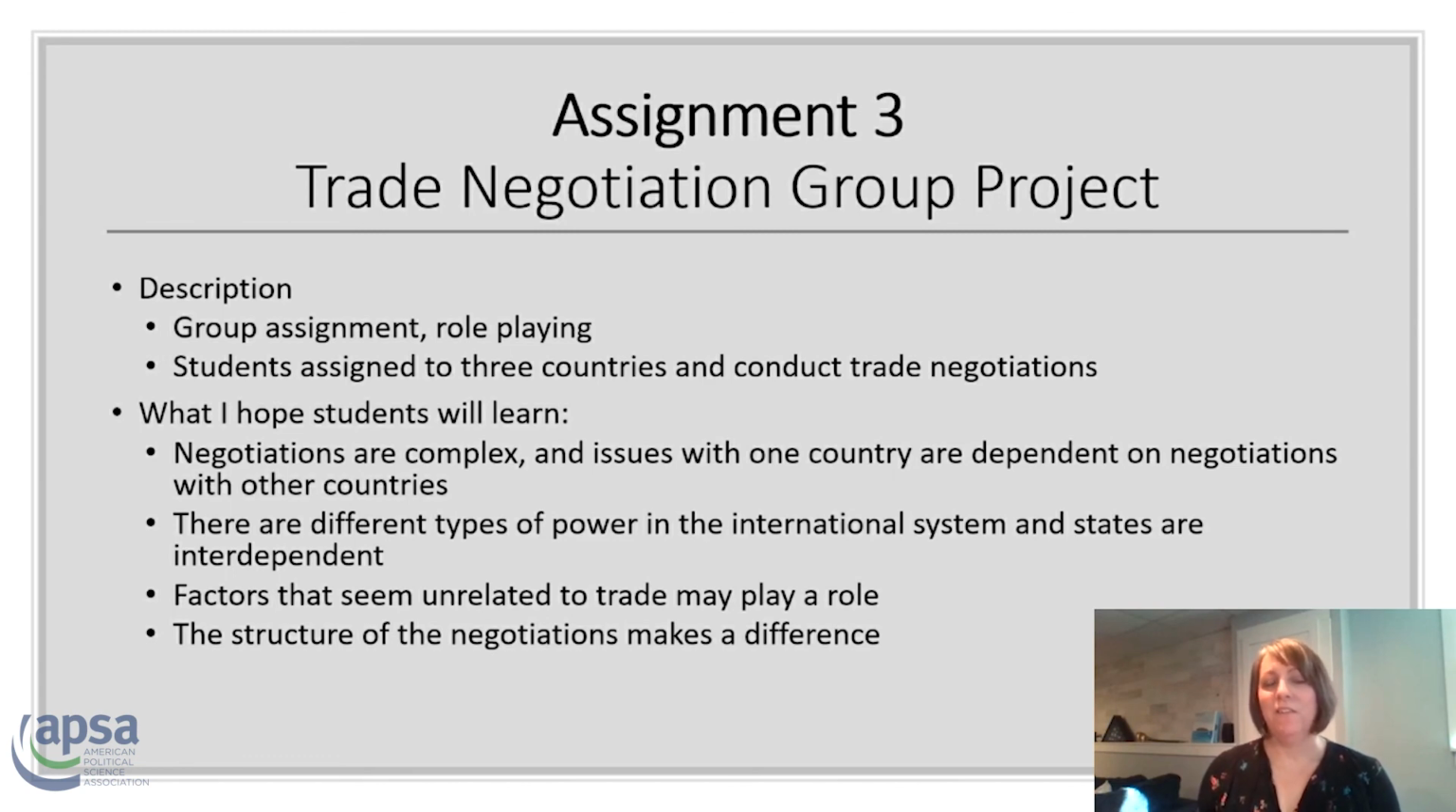Now, obviously, this is going to be a severely limited structure compared to actual trade negotiations. But still, the limitations are important. Sometimes it's hard for them to get together and meet. Sometimes the group members don't show up or do their job. So I want them to realize that the structure makes a difference. And also they usually come away with the knowledge that bombing another country is probably unrealistic in trade negotiations.